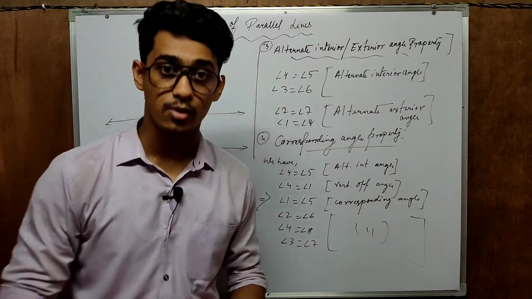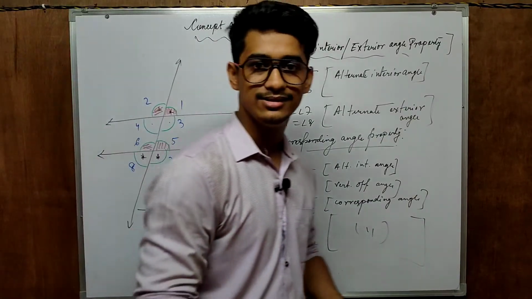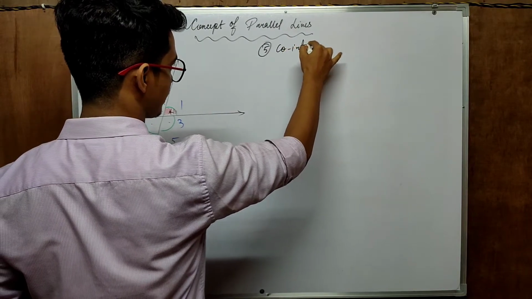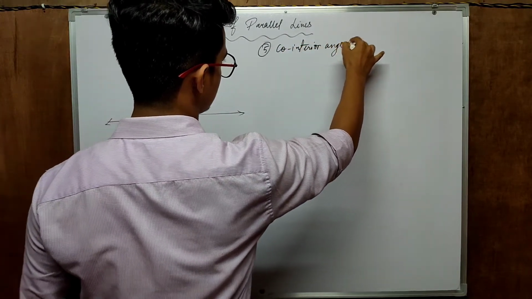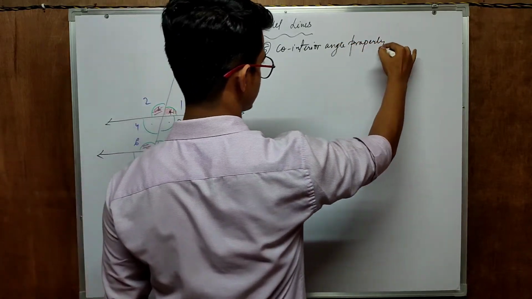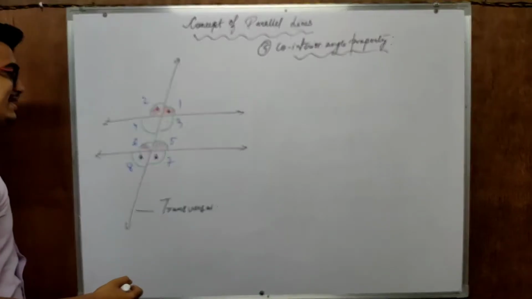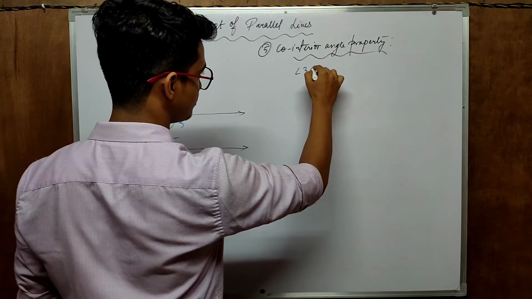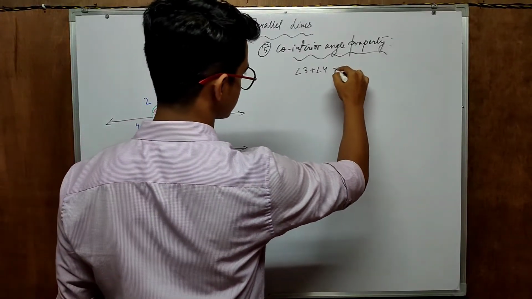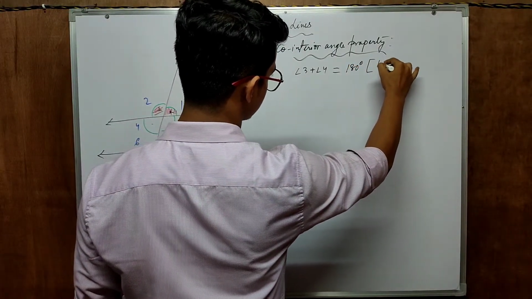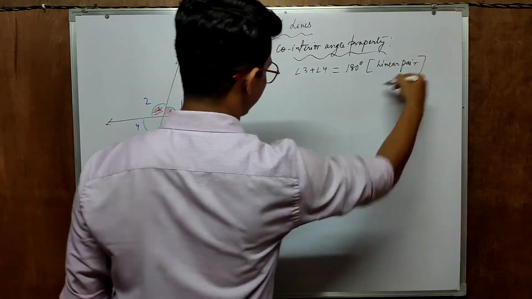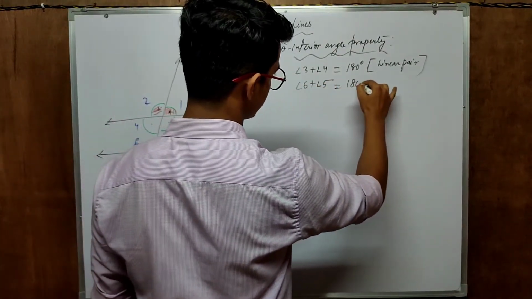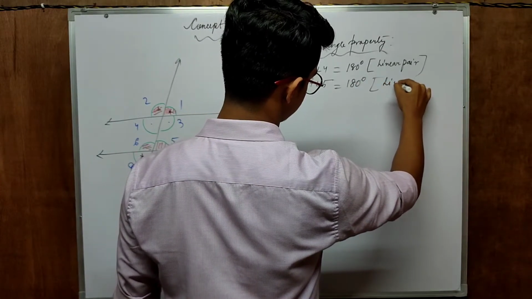And last we have one more property for you, that is called co-interior angle. So now let's understand the fifth property, the co-interior angle property. Now just see, angle 3 plus angle 4 gives you 180 degrees. We know that is a linear pair. And in the same way, angle 6 plus angle 5 is 180 degrees, which is the same reason, linear pair.